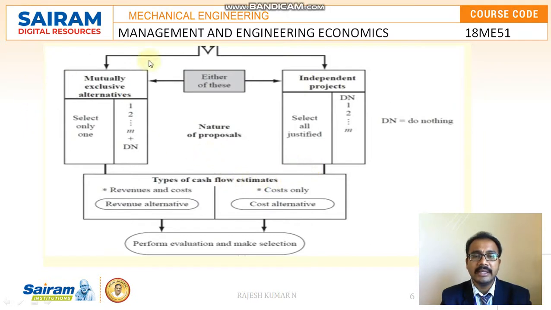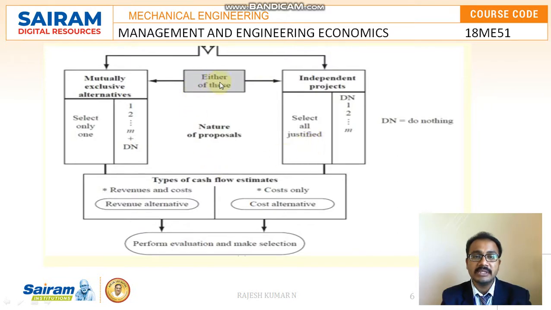And in this particular flow chart, we can understand very clearly the different types of proposals, and whether it is a mutually exclusive or an independent project. When it is mutually exclusive, we need to select only one. It has the alternatives starting from 1 to M until DN, but we need to select any one only. But in case of the independent projects, we can select all the alternatives or all the projects listed here. It may be land, shares, or some assets, whatever the thing. Together also I can compare them.